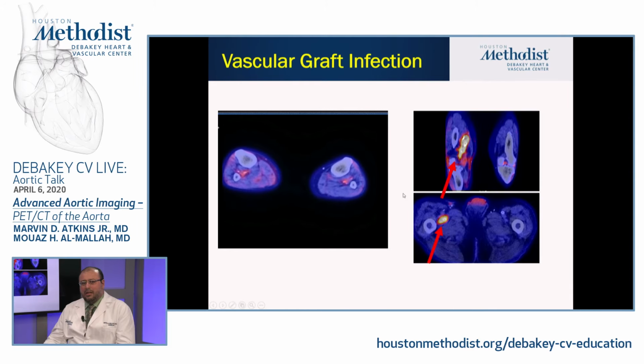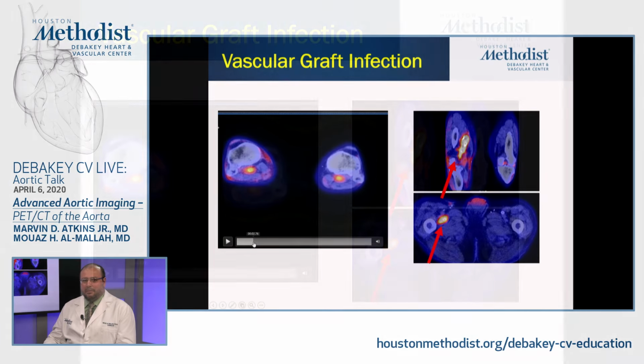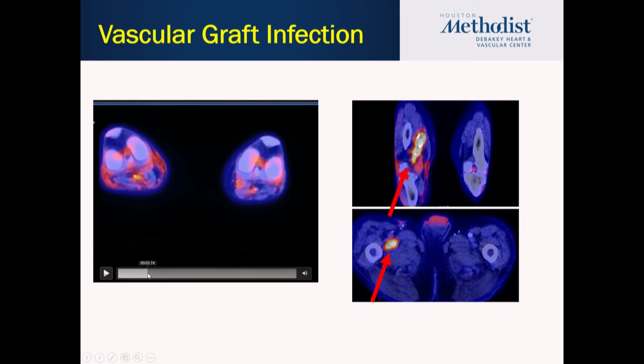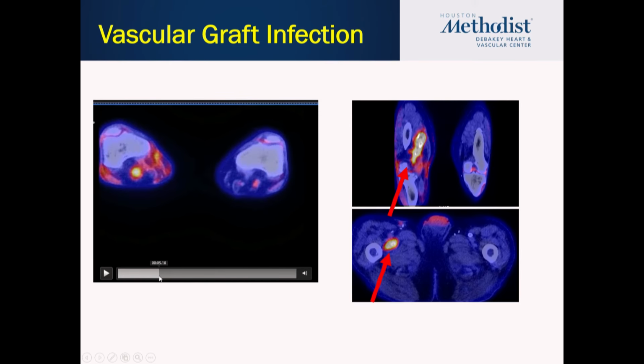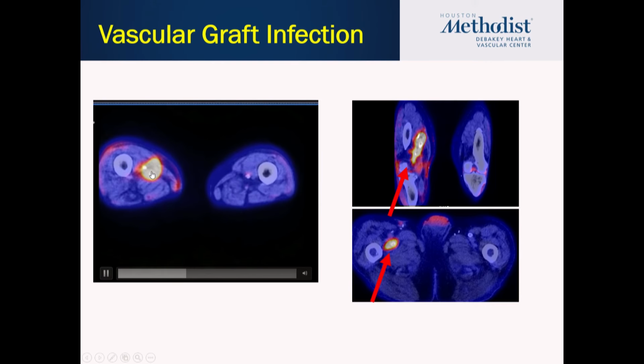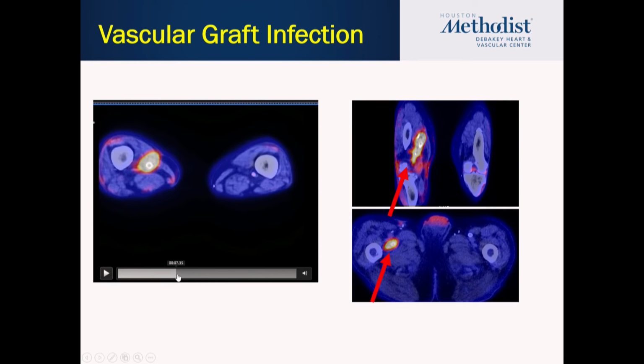Gotcha. Now this is one of our cases where the patient had an aorto-bifemoral graft. We were asked to look at it because the patient may have an infection. So we're starting at the level of the knee and moving up. We're going to focus on this graft, so I'm going to move the movie back. You can see the graft in the middle, and you can see all this intense FDG uptake around it.